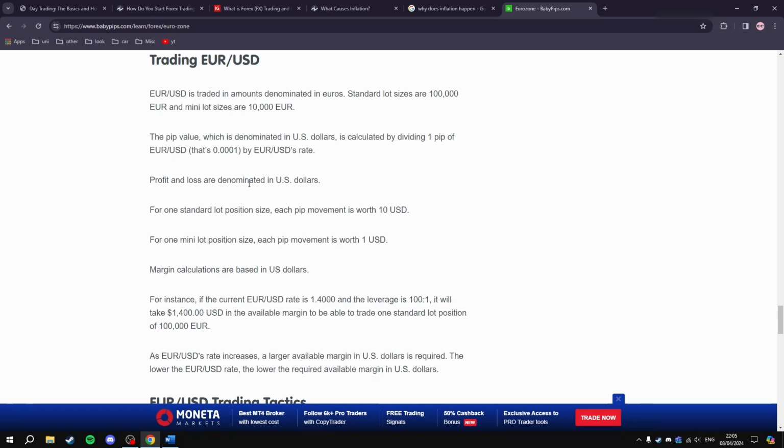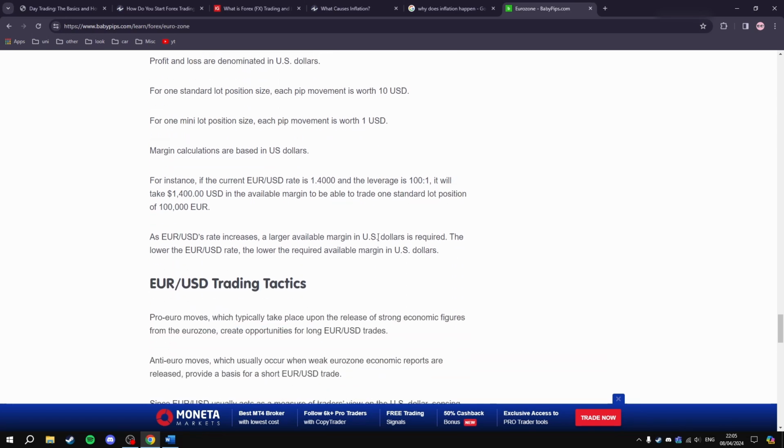Profit and losses are denominated in US dollars. For one standard lot position size, each pip movement is worth 10 US dollars. For one mini lot position size, each pip movement is worth 1 USD. Margin calculations are based in US dollars.